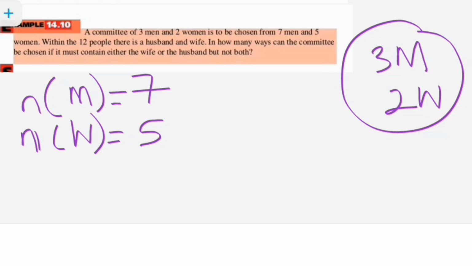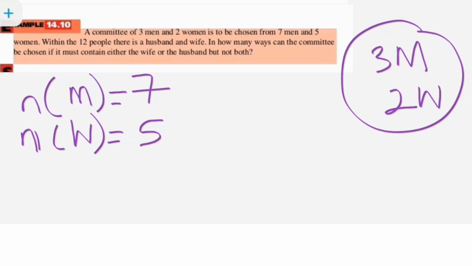Like if the man is already among these guys, like 3 men, and the husband is here, the wife must not be here. It must be 2 different women. And if the wife is here, then the husband should not be here. So look at how to do it. It's very simple. The way to do it, let's start with the man first.